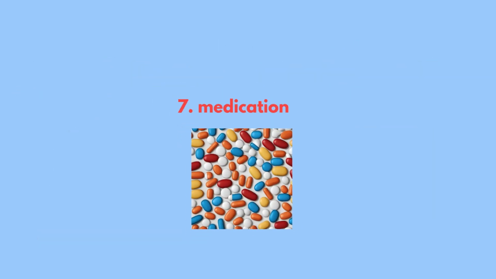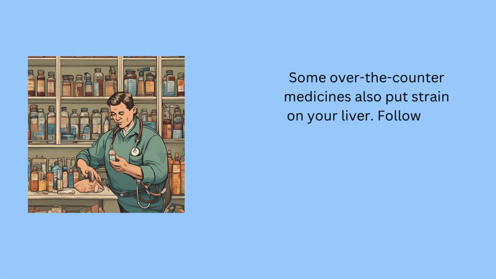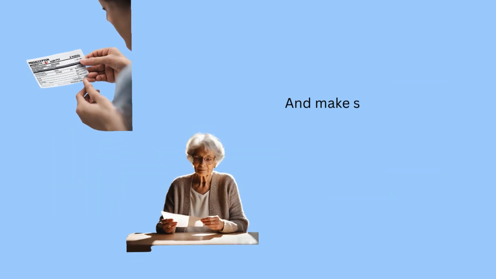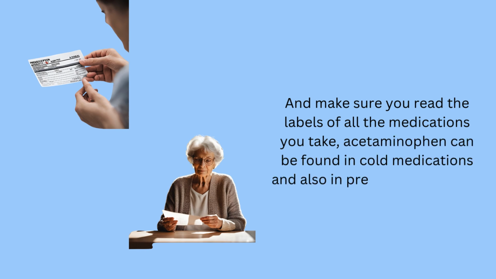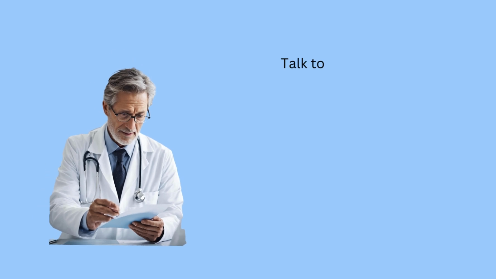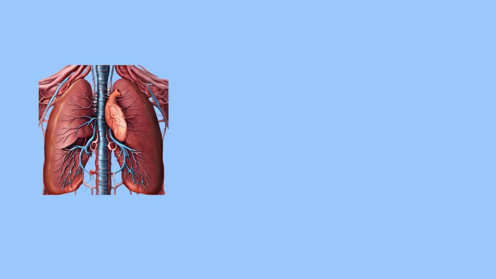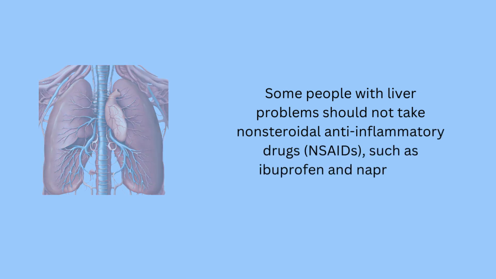7th, medication. Some over-the-counter medicines also put strain on your liver. Follow the dose directions when you take acetaminophen to make sure you don't take too much. And make sure you read the labels of all the medications you take. Acetaminophen can be found in cold medications and also in prescription for pain relief. Talk to your doctor about all the drugs and supplements you take. Some people with liver problems should not take non-steroidal anti-inflammatory drugs, NSAIDs, such as ibuprofen and naproxen.